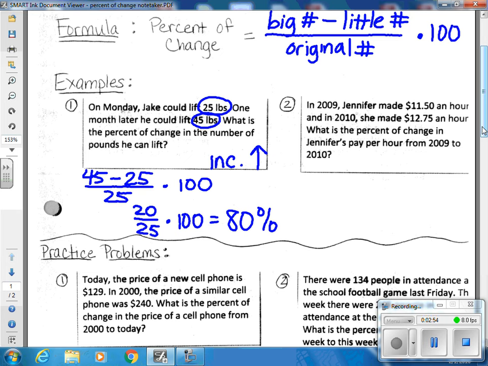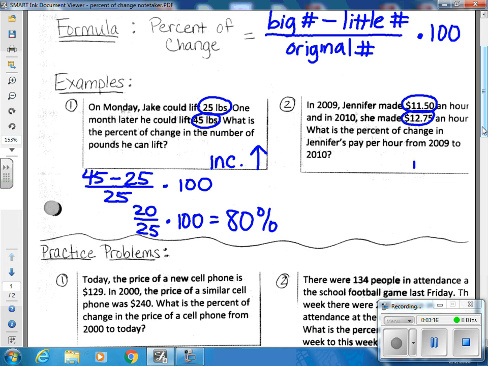In 2009, Jennifer made $11.50 an hour, and in 2010, she made $12.75 an hour. What is the percent of change in Jennifer's pay per hour from 2009 to 2010? Right, so if we look and find our two numbers, it's not the years that we're trying to find the change of, it's the dollar amount that we're trying to find the change of. So she started at $11.50 and went up to $12.75, right?